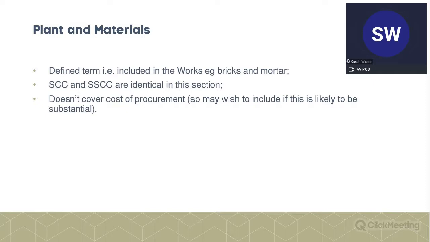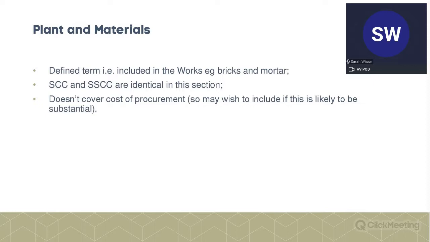So item 3 on the schedule of cost components and the shorter schedule, plant and materials. Again, it's a defined term in the contract, so it's basically materials that are included in the works. So distinguished from the equipment, which is to provide the work. So, this is clearly the bricks and mortar, anything that's going to form part of the works. Schedule of cost components and the shorter schedule are identical in this section, so that's good.